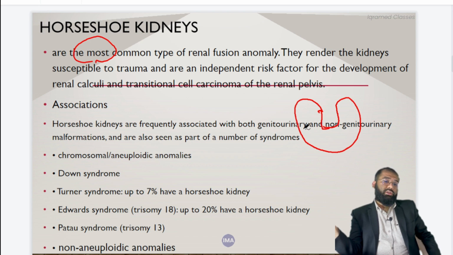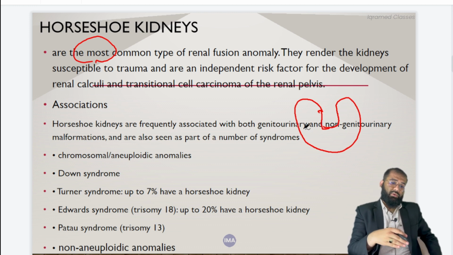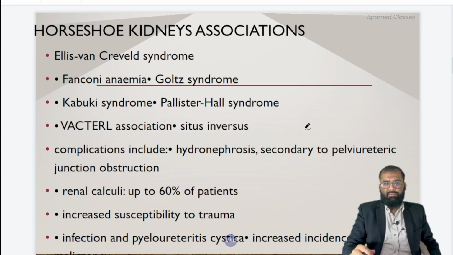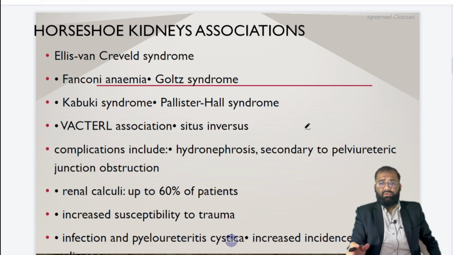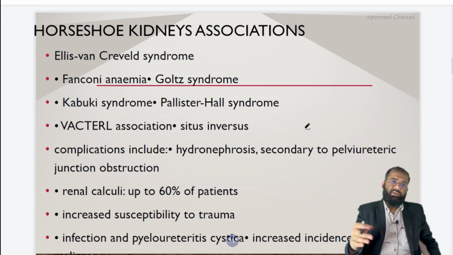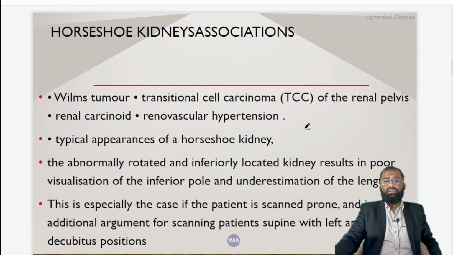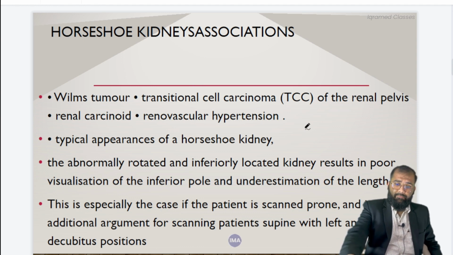It can be associated with aneuploidies like Down syndrome, Turner syndrome, Edwards syndrome, Patau syndrome, and sometimes it may be just an isolated anomaly. Ellis-van Creveld, Fanconi's anemia, Prader-Willi, VACTERL anomalies, all these may be associated with horseshoe kidney. Now, horseshoe kidney is said to be associated sometimes with Wilms tumor, carcinoid, TCC.